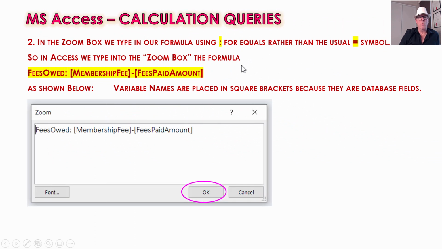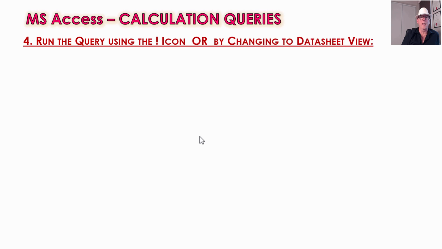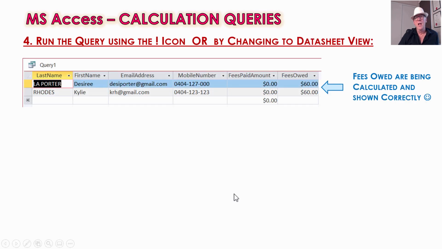So you need to put into your zoom box that formula exactly like this. It needs to look exactly like that or it won't work. And then click the OK button. And then I think we've got our formula and our calculation all set up. So if we run that query, it does calculate how much fees are owed, okay? So it does put that they both owe 60 because the membership fee is 60, 60 minus 0 will be a full $60, all right?